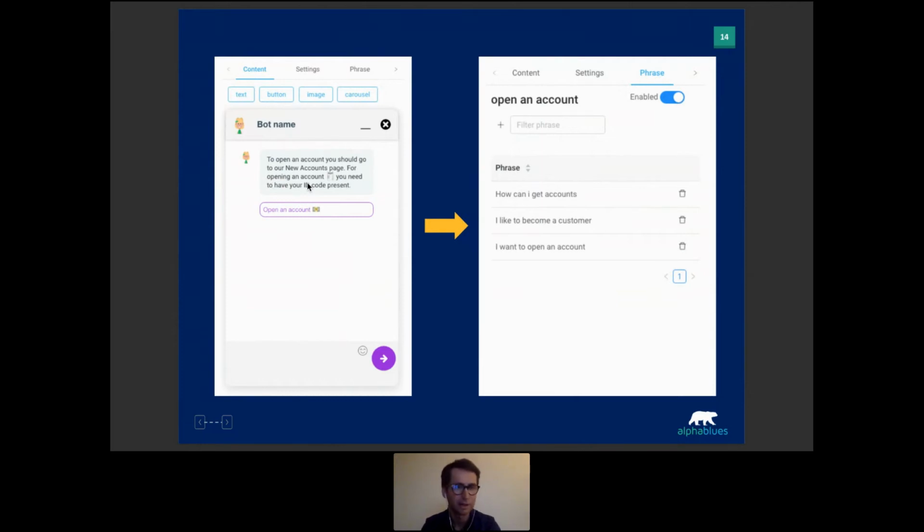Maybe they already have an account. So you have to be specific enough, but broad enough. This is a tricky balance that you have to have. Ideally, what we suggest is that if you have a phrase, if you have an intent, then you need to have at least 20 different phrases associated with that intent.